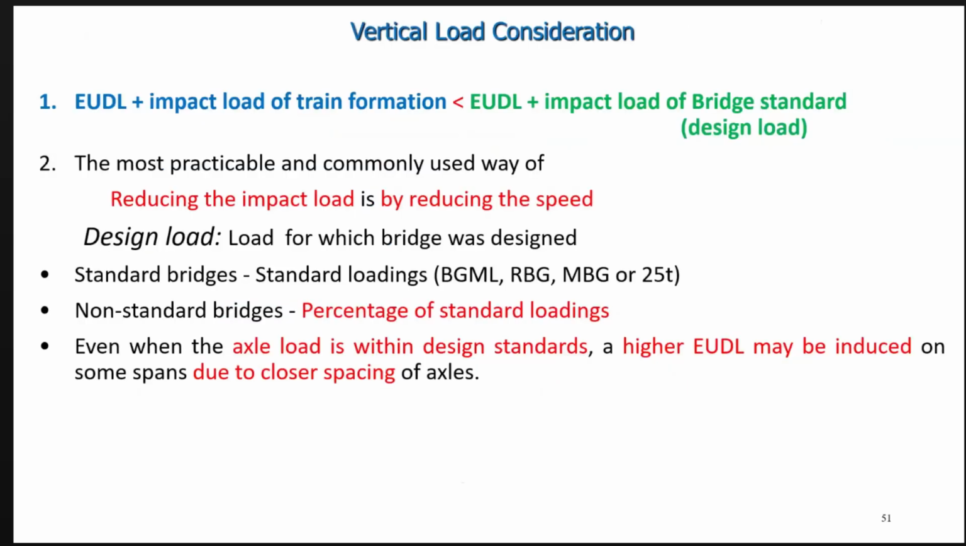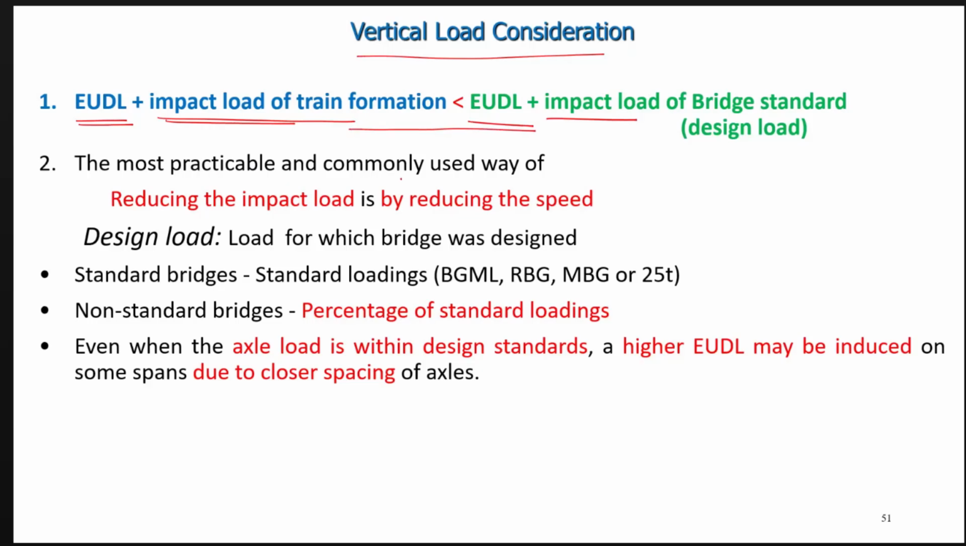Now the main calculation part, the main principle for the vertical load consideration, meaning axle load consideration. Mainly we have discussed that UDL plus CDA. Whatever the UDL or CDA of the train formation is coming, that should be less than the designed UDL and designed CDA for which the bridge has been designed. It is very easily understood. It is a general design principle, but with this principle we will derive many of the formulas.